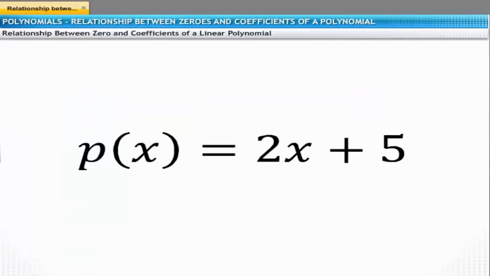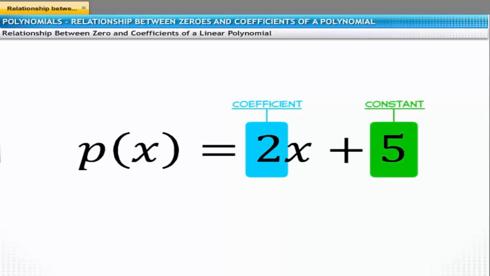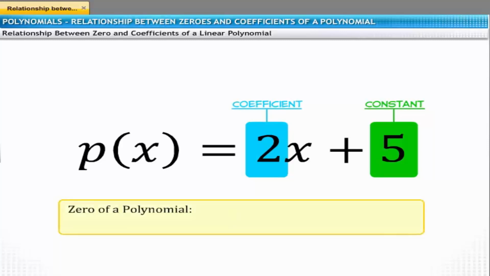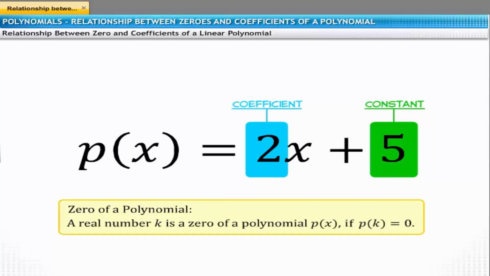Let's consider a linear polynomial 2x plus 5. Here x is the variable with 2 as its coefficient and 5 is the constant term. Now, let's find the zero of this polynomial. The zero of a polynomial is defined as any real number k, for which the value of the polynomial becomes 0.